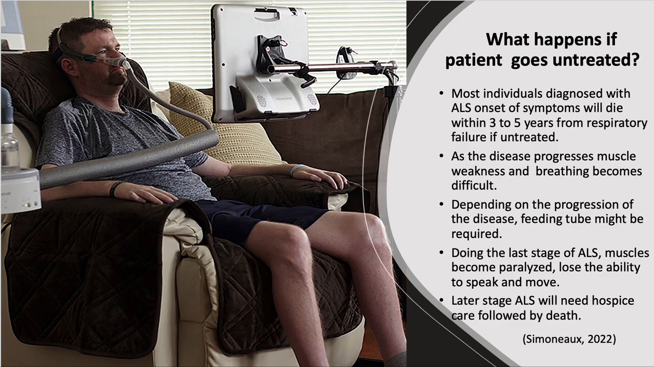Depending on the progression of the disease, a feeding tube might be required. In the last stage, the muscles become paralyzed, and the person loses the ability to speak and move. Later stage ALS will need hospice care followed by death.